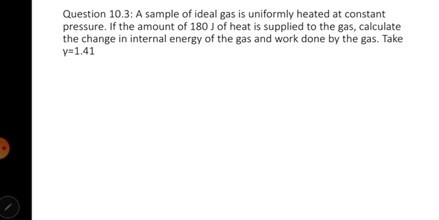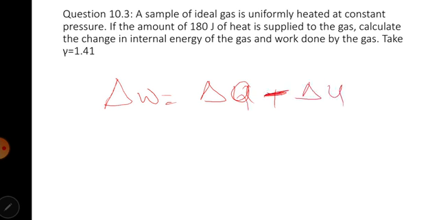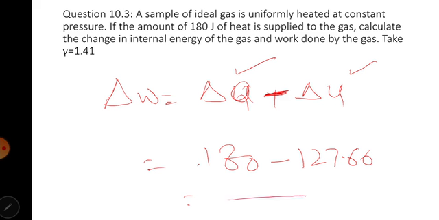Now del W is equal to del U plus del Q minus del U. You have the value of del Q, you have the value of del U. Put the values and get the answer. 180 minus 127.66. You will get the answer.